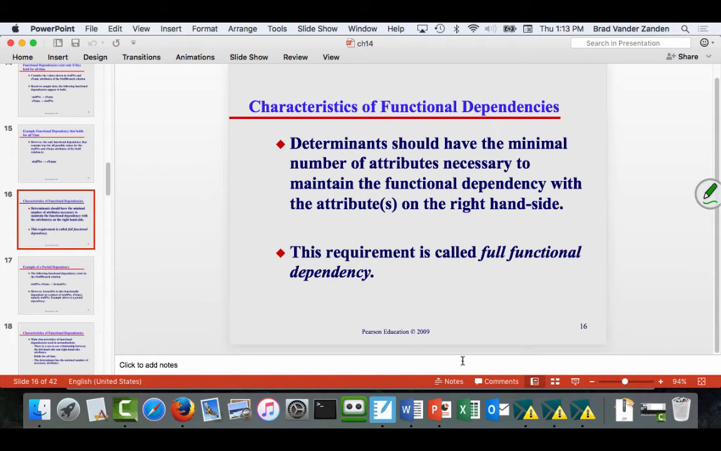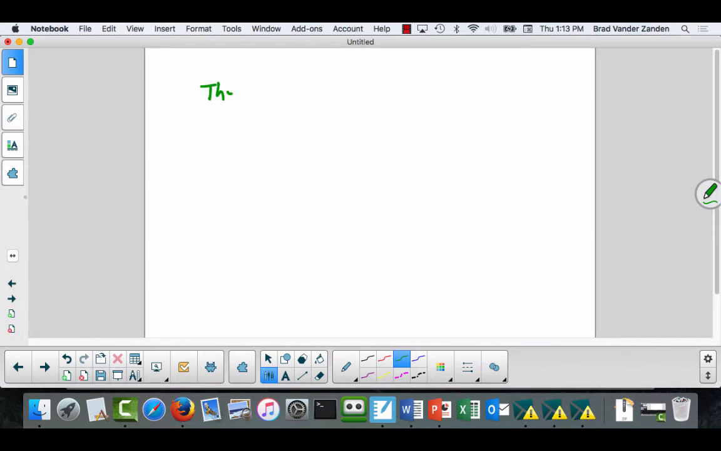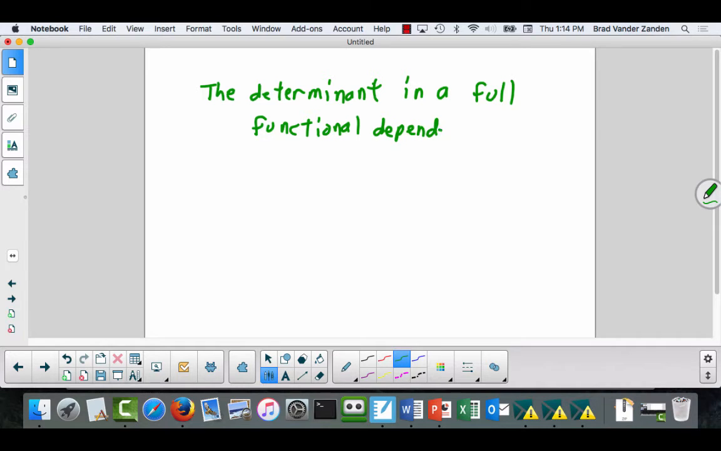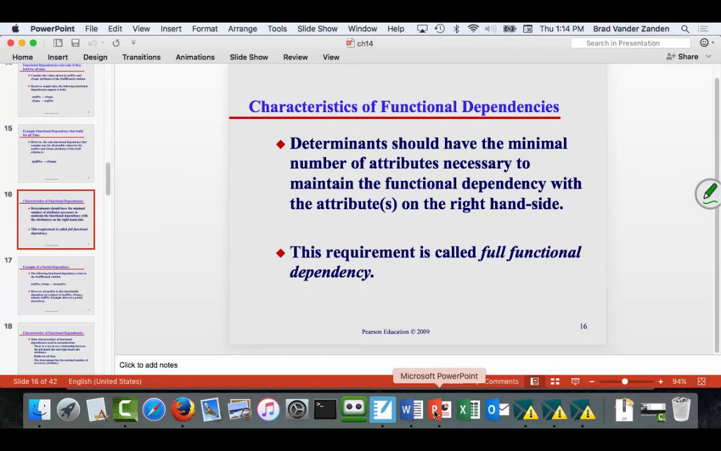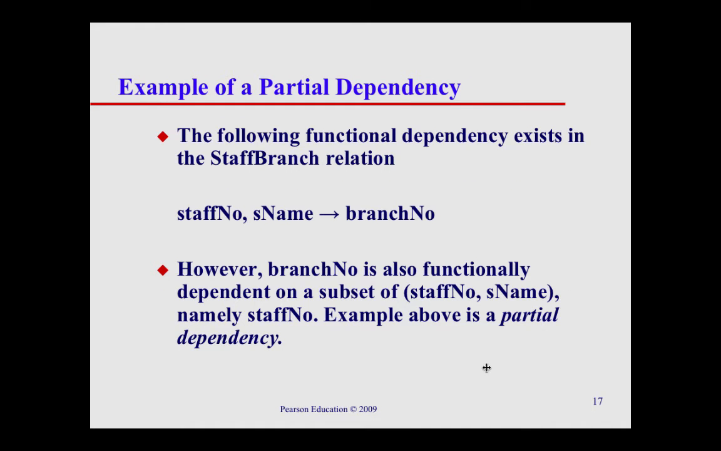So let me write that down. The determinant in a full functional dependency is a candidate key. So it is a minimal number of attributes that uniquely determines a set of attributes on the right-hand side. Okay, if we don't have that, it is called a partial dependence.